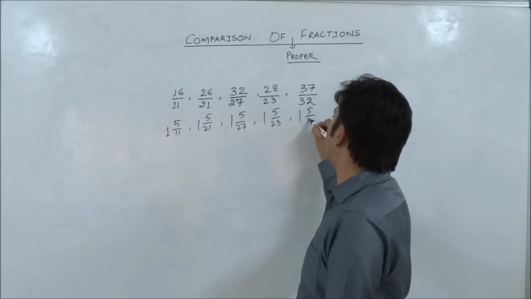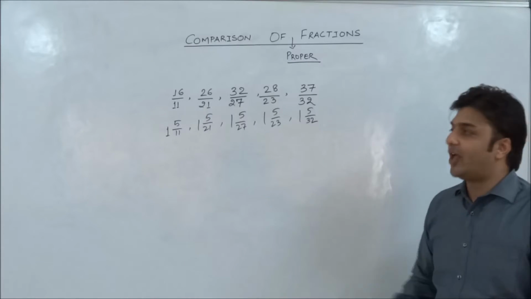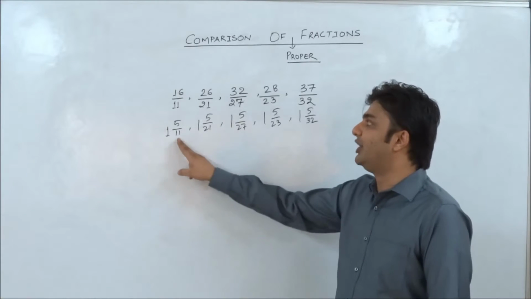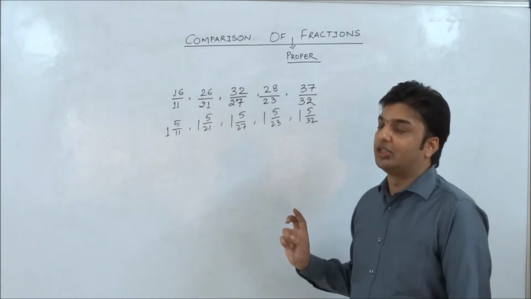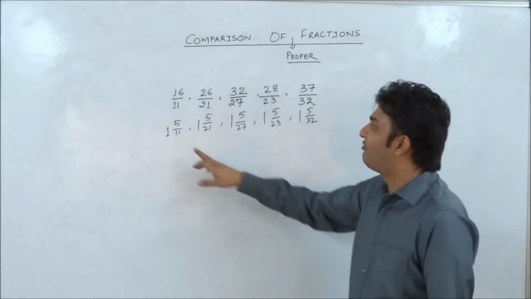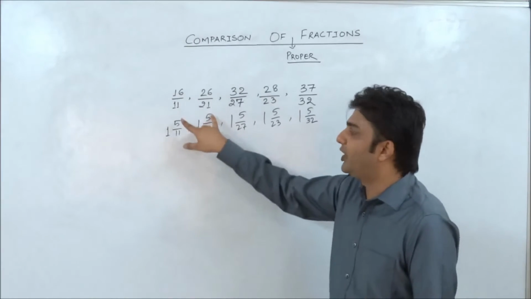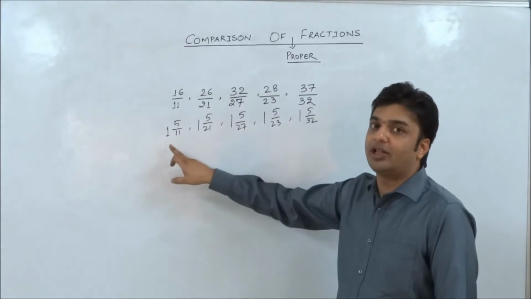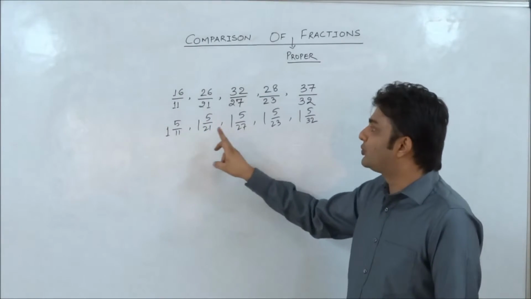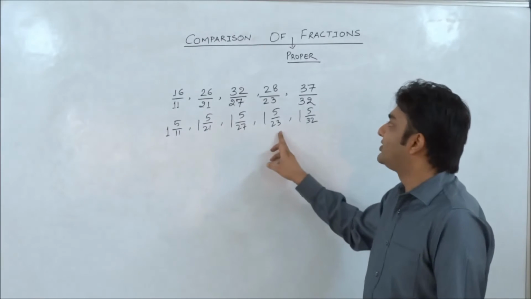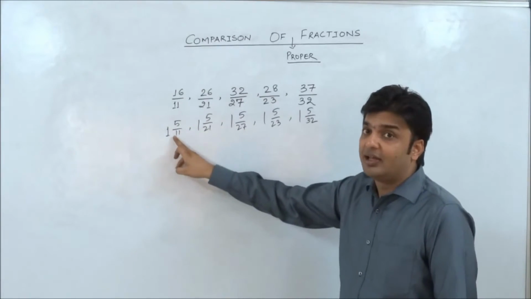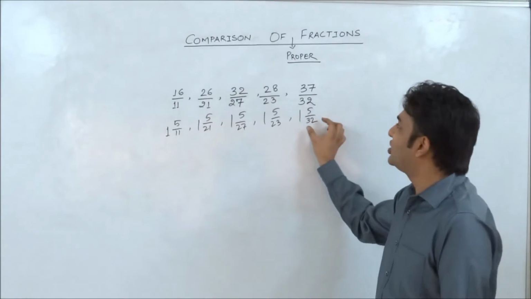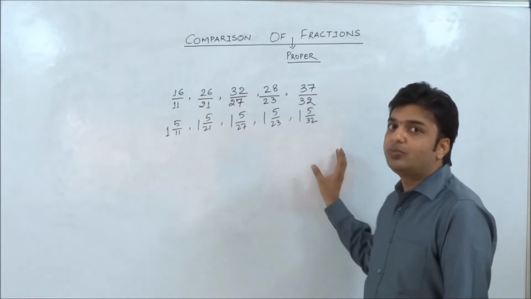Now, as each and every fraction has an integer part 1, we need to compare just the proper fraction. When we compare the proper fraction, 5 by 11 and 5 by 21, the numerator is same, the denominator is greater, that means this number is going to be smaller than this number. This number is going to be smaller than 21 and 11, but it is going to be greater than 27. And 32 is the largest of the denominators, so it is going to be the smallest of the numbers.